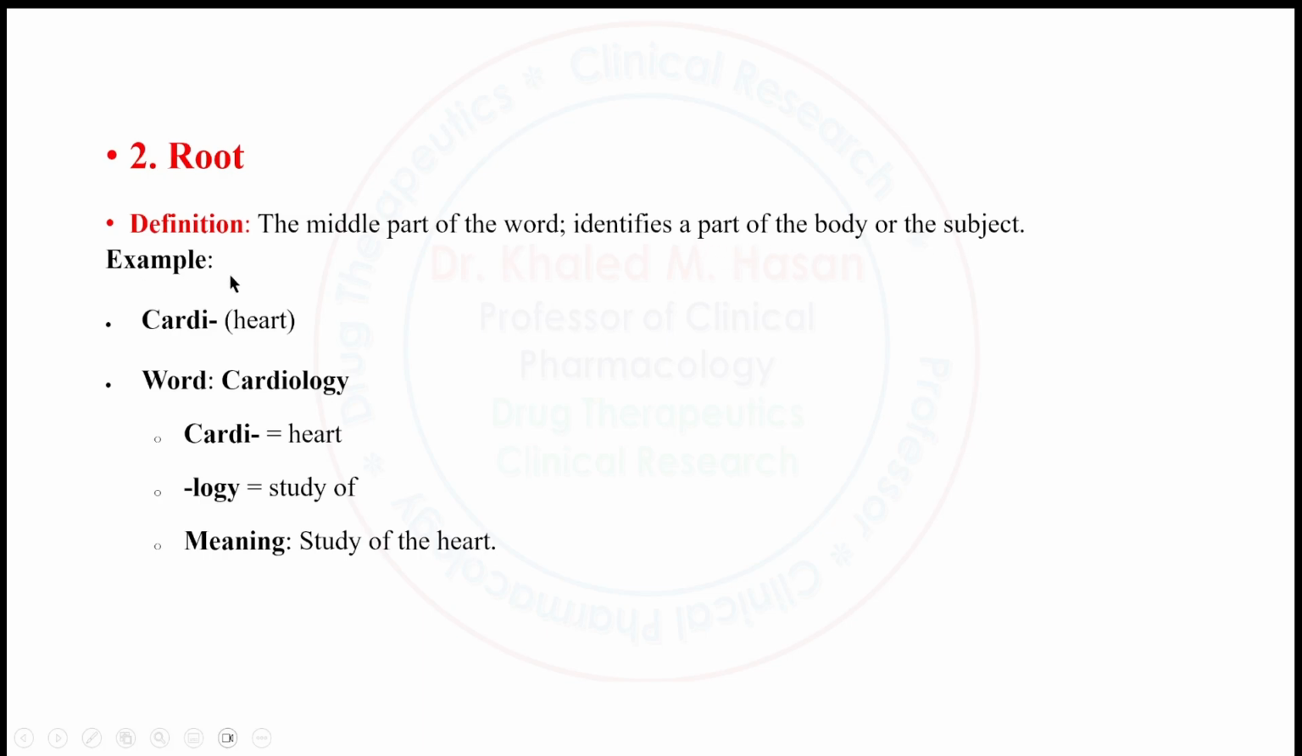We have an example here: cardi. Cardi means heart. The word here is cardiology, and cardi means heart. Logy means study of, so the meaning is study of the heart. Another word we have is gastroenterology. Gastro means stomach, entero means intestine, and ology means study of. So we have another example for the root, gastroenterology, which we will see in the next slide. So, cardiology.